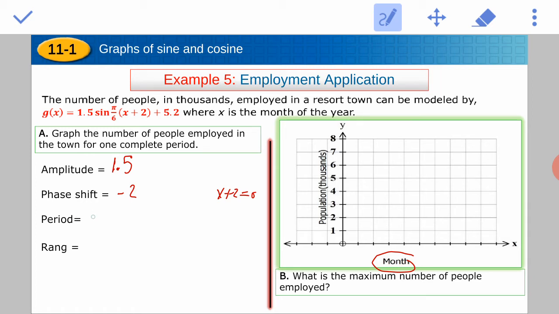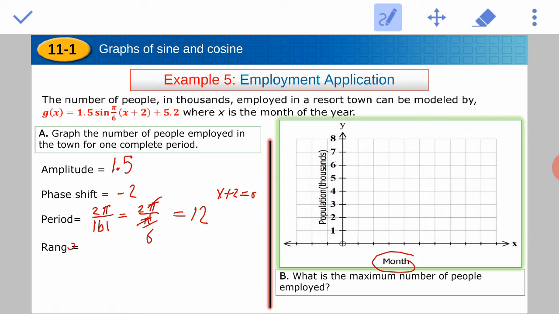Period. How do we determine the period of that? You know the formula, guys. It's always 2 pi over the absolute value of b. So it's going to be 2 pi over the absolute value of b. B is the coefficient in front of x, and it's pi over 6. If you simplify that, you can cross this 2 with this 2. This is not 2 over 6, this is 2 over 1 over 6. That's going to be 12 months. So the period of this trigonometric function is going to be 1 year or 12 months.